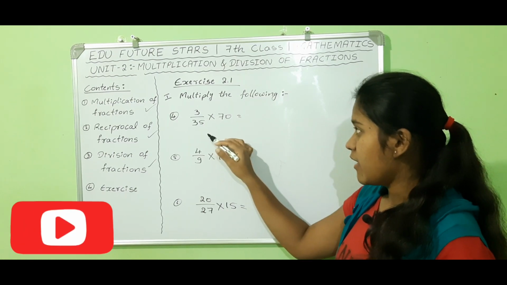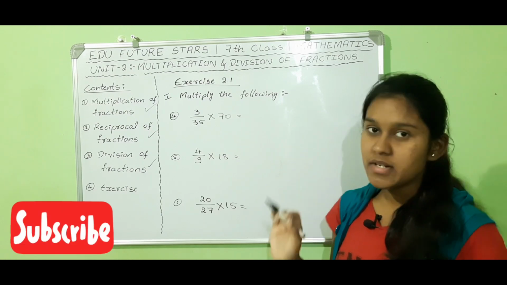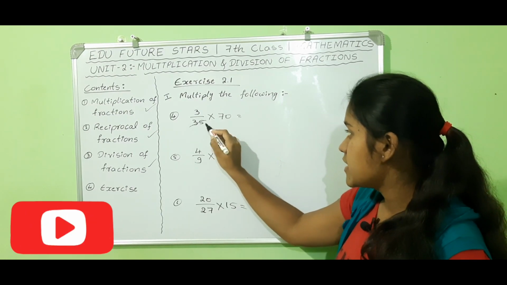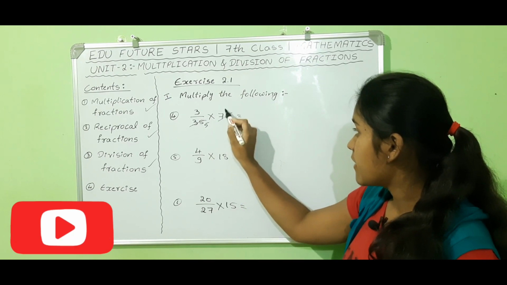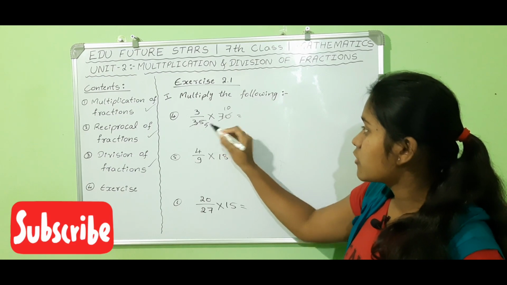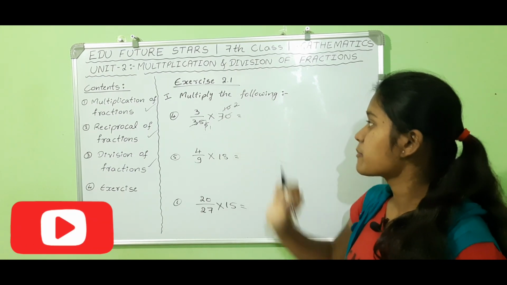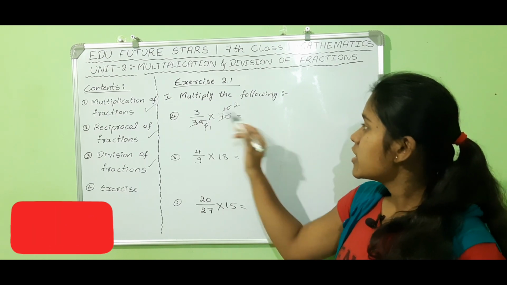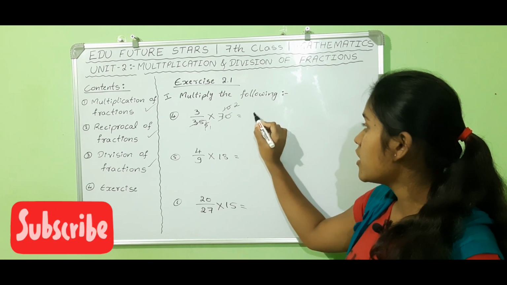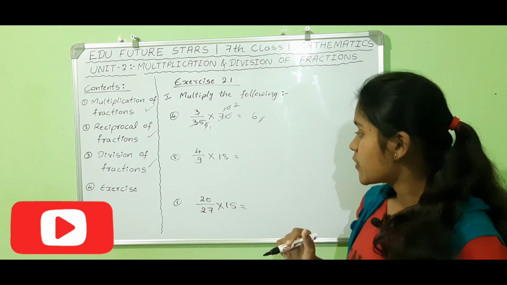3 by 35 into 70. So 35 and 70 can be divided by 7, right? 7 5s are 35, 7 10s are 70, right? So again we can also cancel these two. 5 1s are 5, 5 2s are 10, right? What is the remaining? 3 into 2, right? So let's multiply. 3 2s are what? 6, right? So simple. See next one.